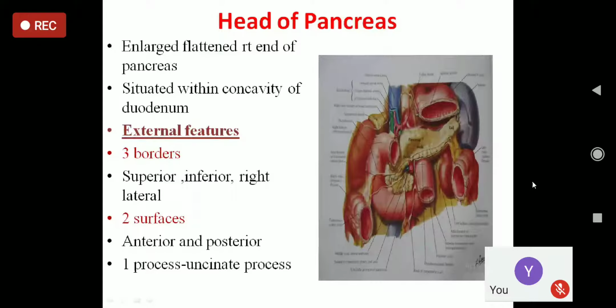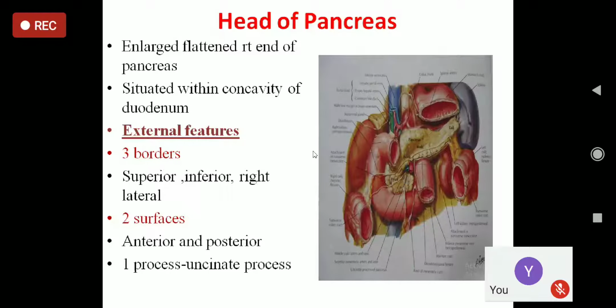So move on to the individual parts. So, head of the pancreas. Here we can see the head of the pancreas, which is situated within the C-shaped curvature of the duodenum. It is the enlarged, flattened right end of the pancreas. So it is in relation to the duodenum. The duodenum is situated on the right side of our body, so it is the right end of the pancreas. The enlarged, flattened right end of the pancreas is the head, situated within the concavity of the duodenum.